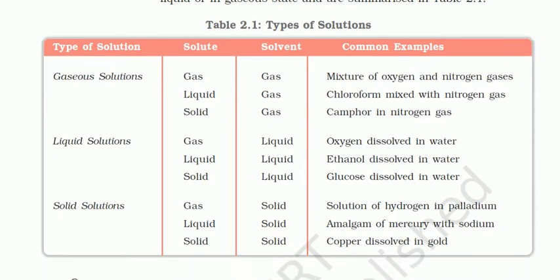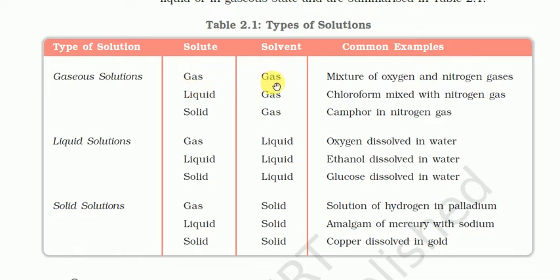You see here that Table 2.1 is showing the types of solution. Here on the left-hand side you can see the types of solution. Here is a solute, solvent. You know that generally solute dissolves into the solvent. Solvent always has the bigger volume. So first is the gaseous solution. Solute is the gas, liquid and solid. You just see what types of solutions are made.